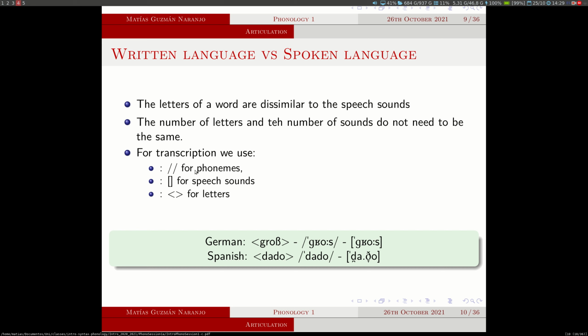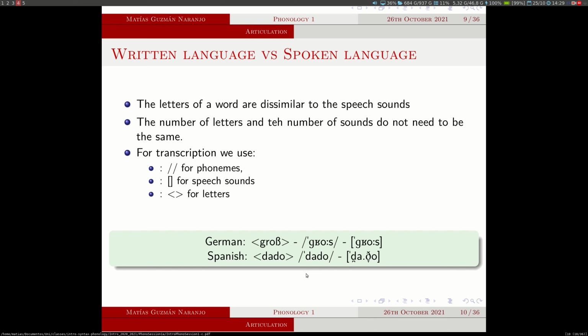I'll talk about phonemes a little bit this session, and in the following sessions also. Then you have square brackets for speech sounds and angled brackets for letters. And here are a couple of examples. For German, you have more or less the same transcription for the phonological representation, which are the phonemes, and the phones, which is the phonetic representation here.